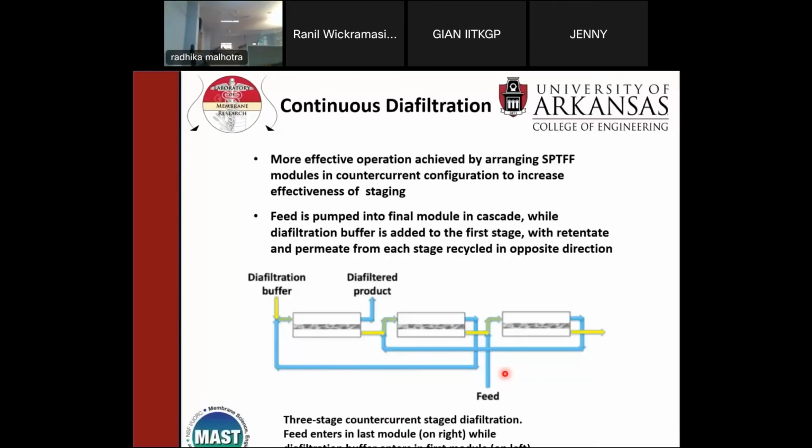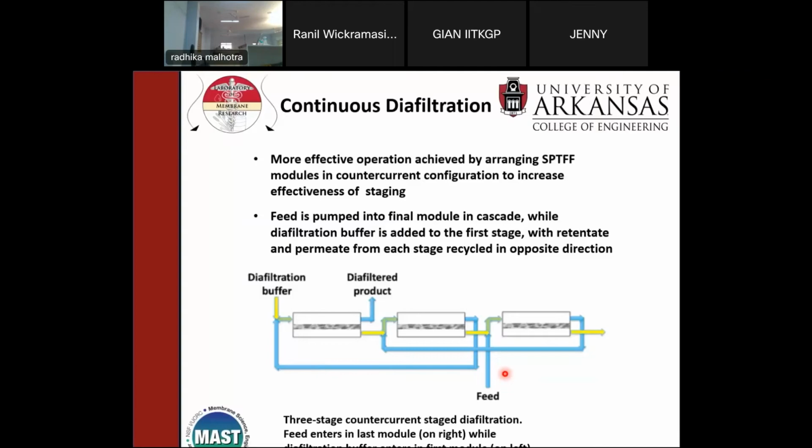So think of it in terms of a driving force. This feed will have the lowest concentration of what we're trying to remove, but it's in contact with pure diluent. So you've maximized your driving force, because that makes sense. But this then comes out here, and you get a diafiltered product, okay?